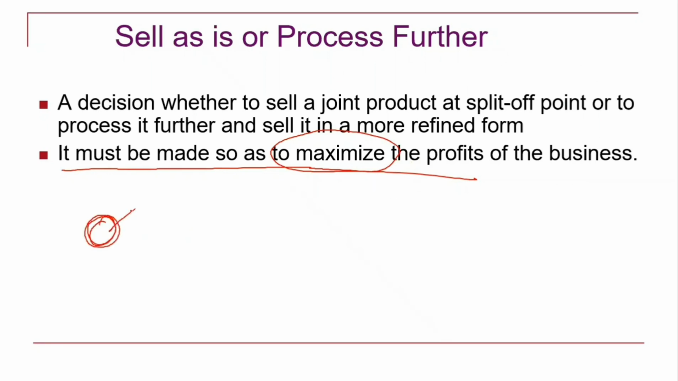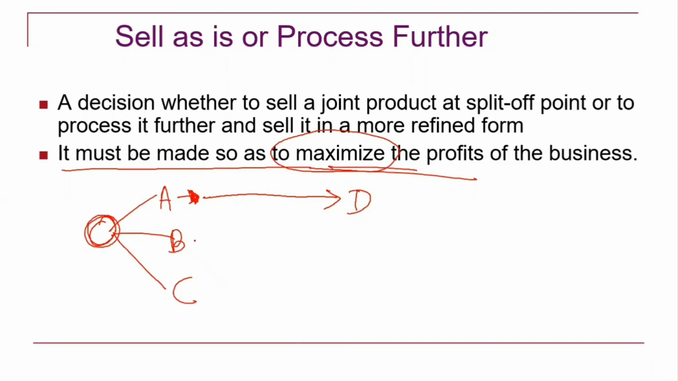Ito yung single process. Nagkaroon ng product A, B, and C. Itong A na to, kapag yan ay saleable at split off point, ibig sabihin, pwede mo na siya ibenta. Yun yung kasama sa desisyon na sell as is or process further. Kasi optional na kung ipaprocess further mo para maging product D, to make it more special or more refined. So, basta dapat it would maximize the profit.